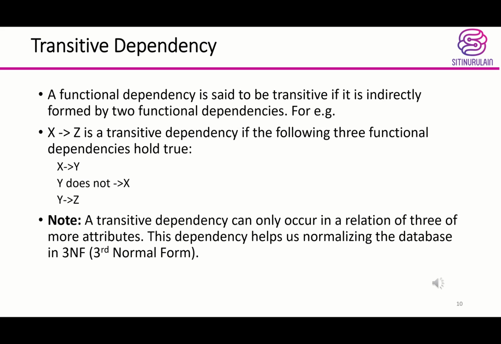A functional dependency is said to be transitive if it is indirectly formed by two functional dependencies. For example, X determines Z is a transitive dependency if the following 3 functional dependencies hold true: X determines Y, Y does not determine X, Y determines Z. Note, a transitive dependency can only occur in a relation of 3 or more attributes. This dependency helps us normalize the database in 3NF, third normal form.